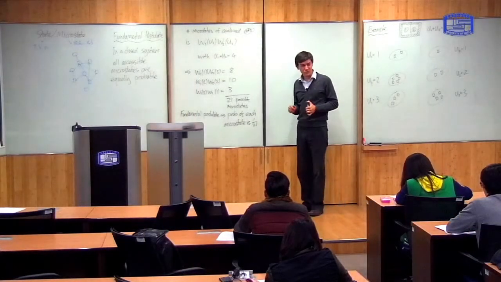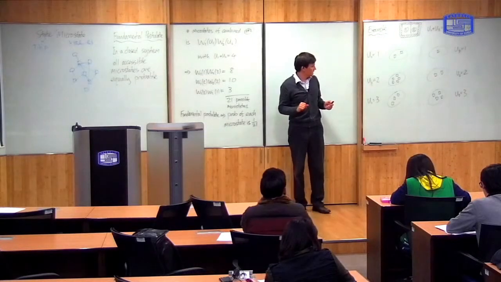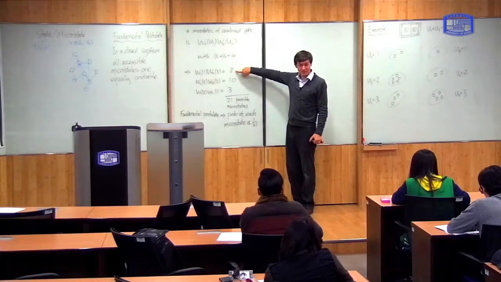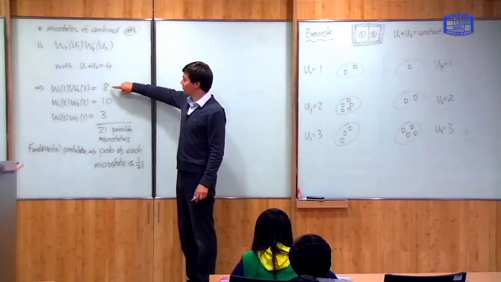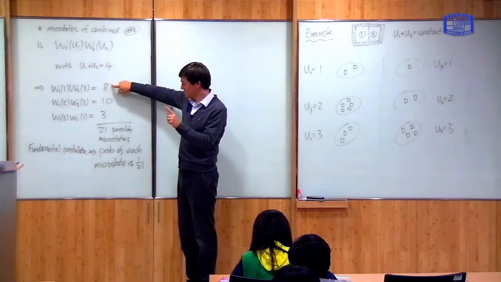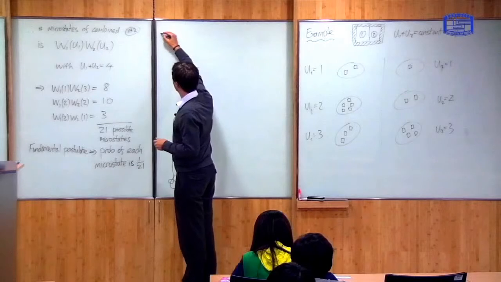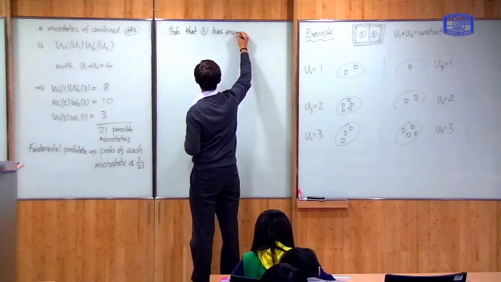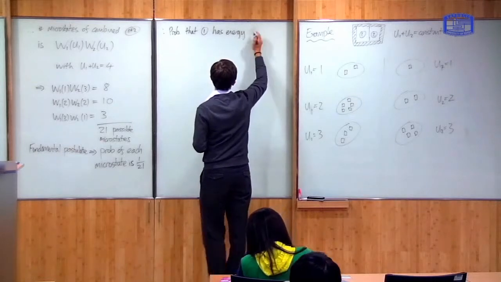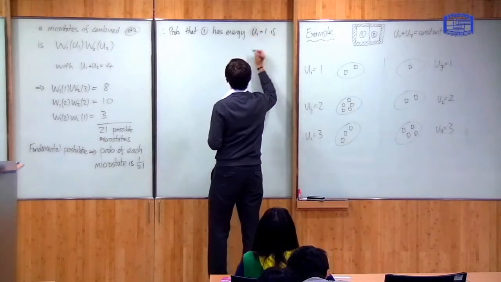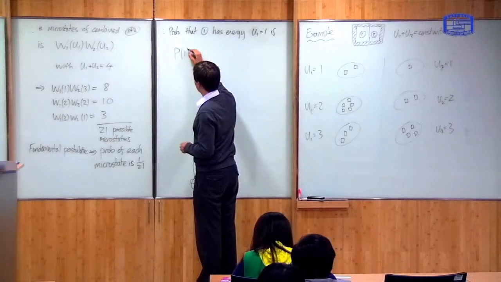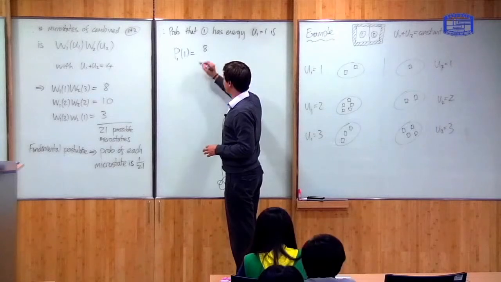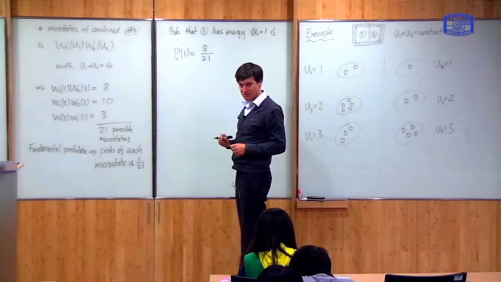So now we can calculate the probability distribution for the energy. For example, if the first system has energy equal to 1, then there are 8 microstates for this. The probability of each microstate is 1 over 21, so the probability that the first system has energy 1 is 8 over 21. So therefore, the probability that system 1 has energy U1 equals 1 is P1 of 1. The probability that the first system has energy 1. This is just equal to the number of microstates where that's true, that's 8, multiplied by the probability of each microstate, which is 1 over 21.